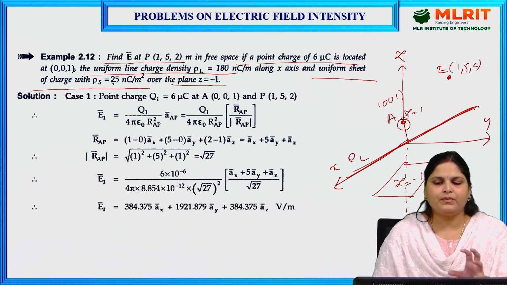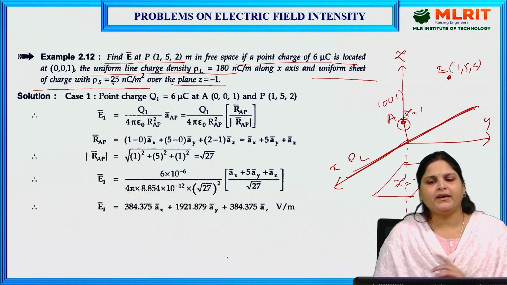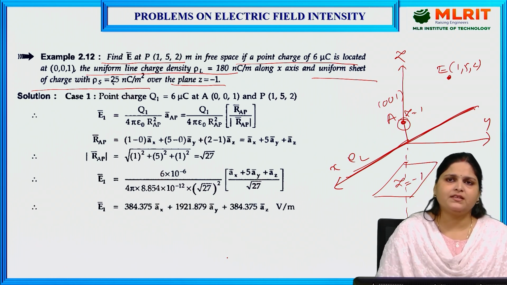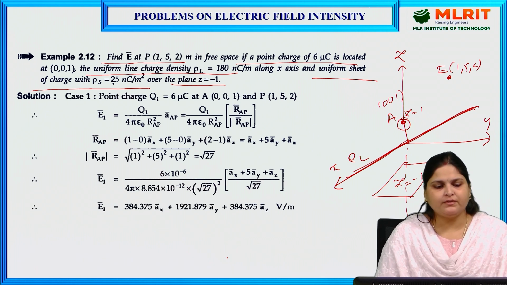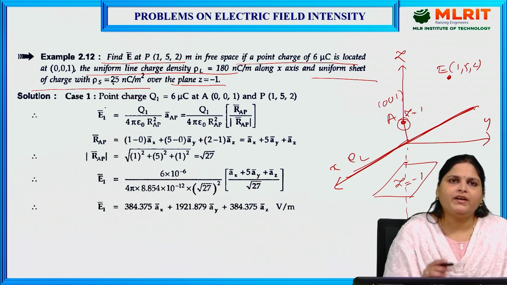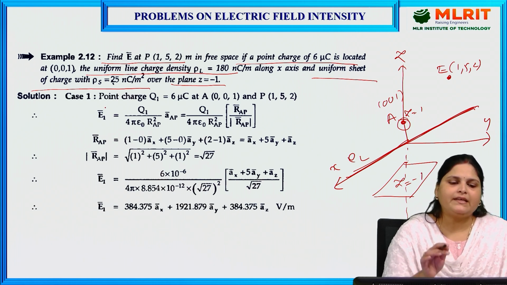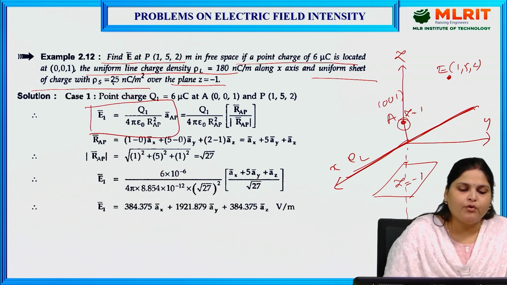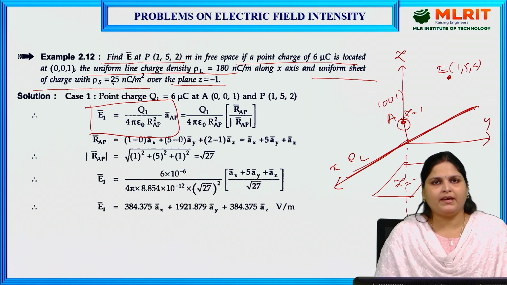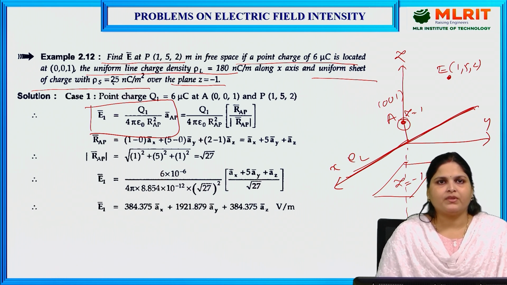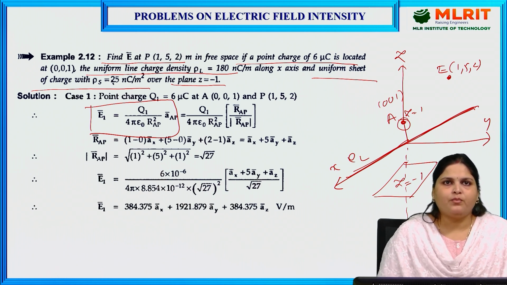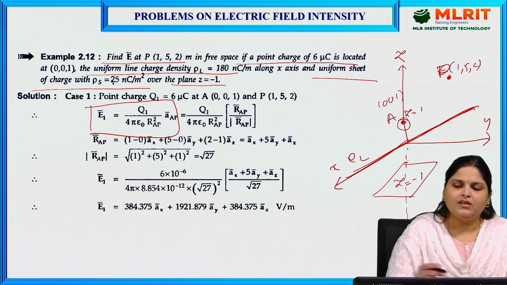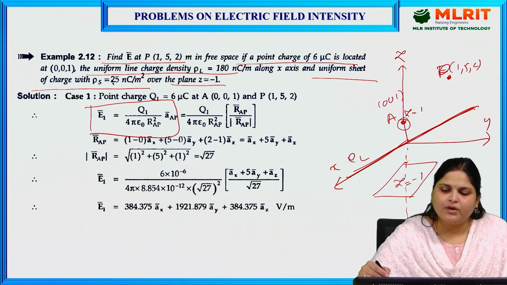So three types of charges are given: point charge, line charge and surface charge. Let's consider the case of point charge first. Due to a point charge, the field intensity formula is E equals Q upon 4 pi epsilon naught R square AR. This is the point P here, and we need to find the field at this point due to this point charge.